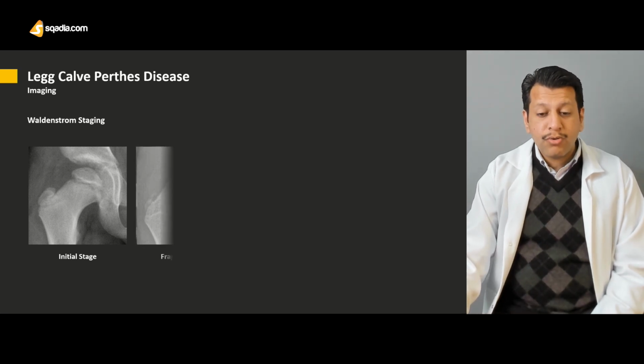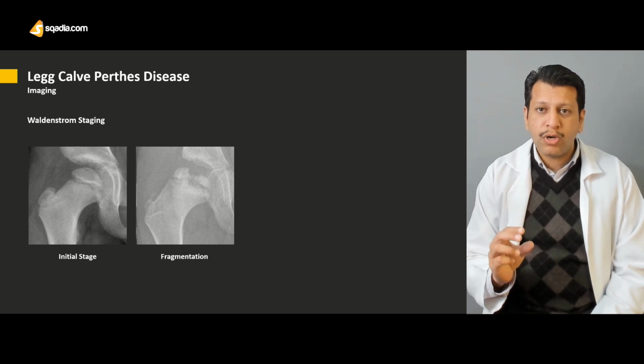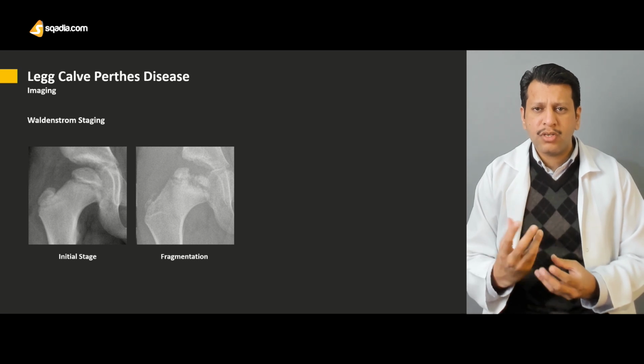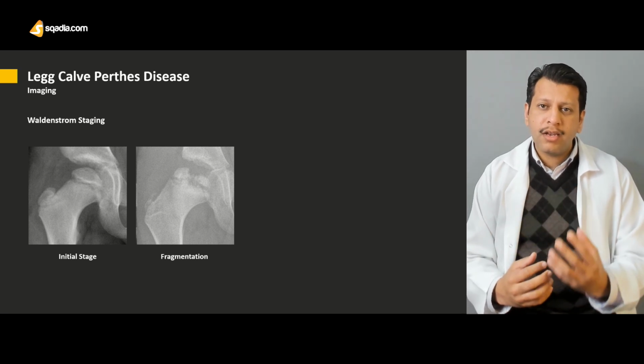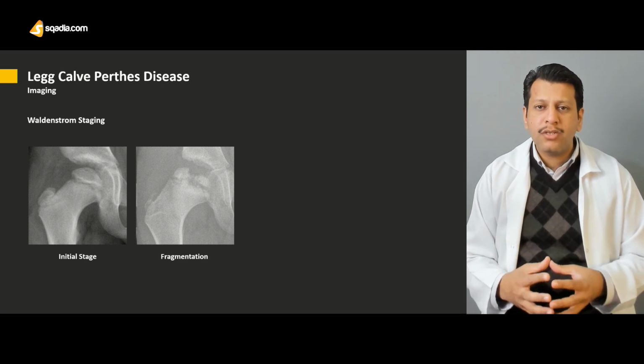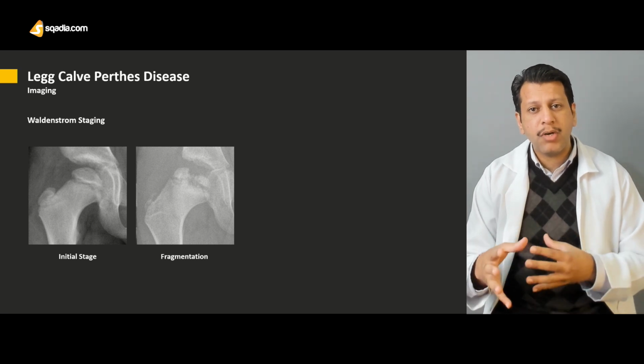There is increased sclerosis of the bone, in which once the bone has become more necrotic, it becomes more ivory white on the X-ray. There is increased sclerosis, it's more whitish, and then from that stage it starts to fragment into pieces. That stage is called fragmentation. From infarction you go to fragmentation.